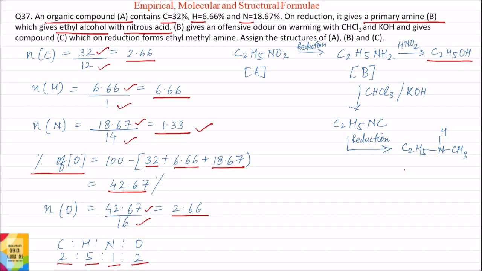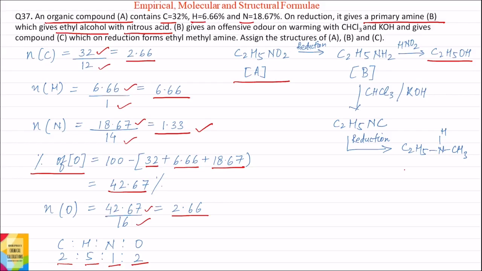Now in this molar ratio of carbon, hydrogen, nitrogen and oxygen, moles of carbon is 2. Therefore the molecular formula of A is the same as its empirical formula, or we can say it is a 2 carbon compound. Therefore the formula for A will be C2H5NO2, which on reduction gives B, which is C2H5NH2. C2H5NH2 on treatment with HNO2 gives C2H5OH.